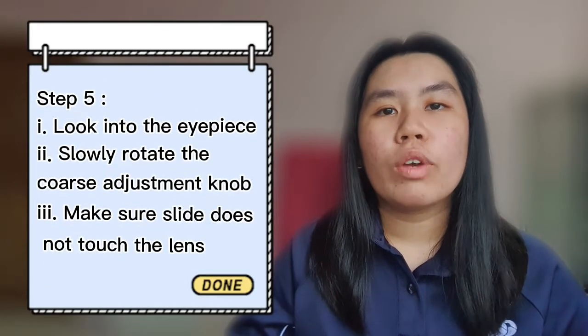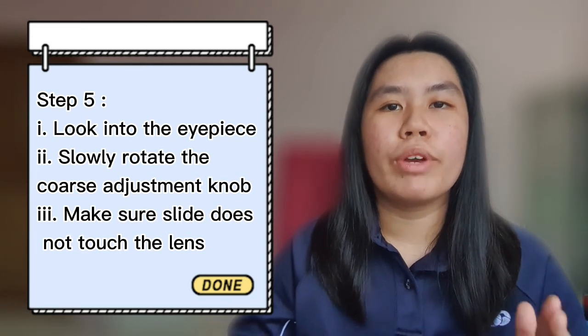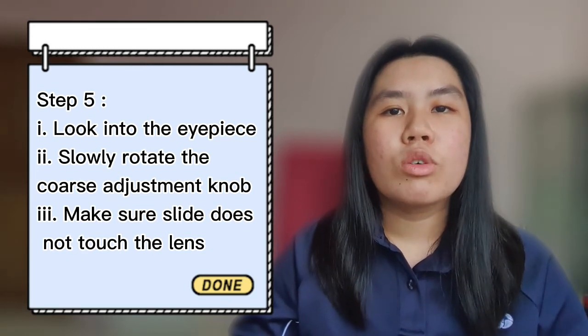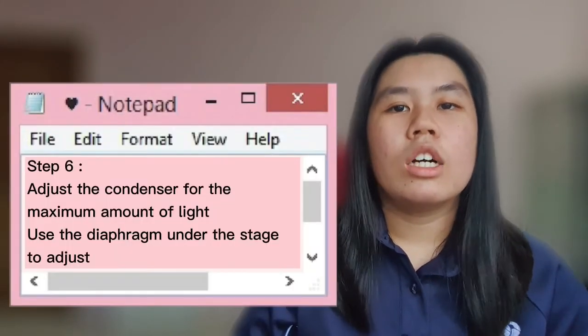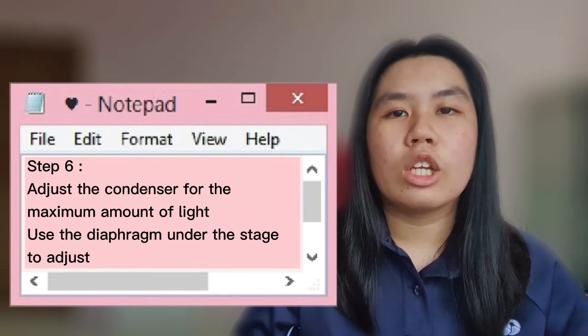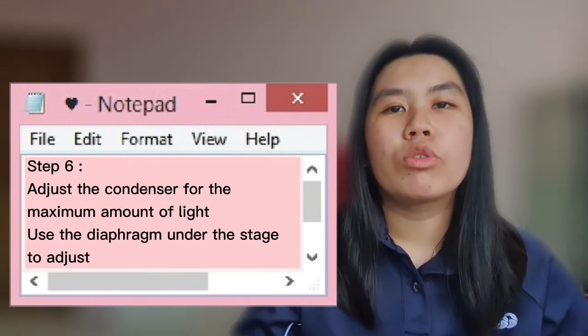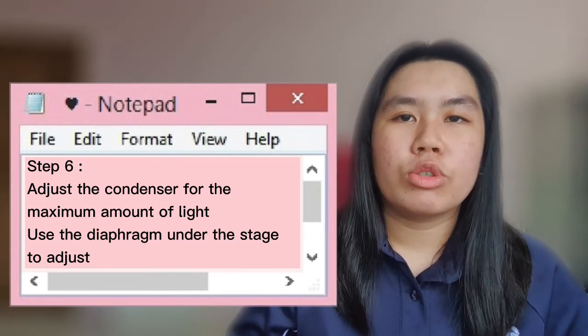Step 5. Look into the eyepiece and slowly rotate the coarse adjustment knob to bring the specimen to focus. See to it that the slide does not touch the objective lens. Step 6. Adjust the condenser for the maximum amount of light. Since we are on the low power objective lens, we may have to decrease the illumination. Use the diaphragm under the stage to adjust.